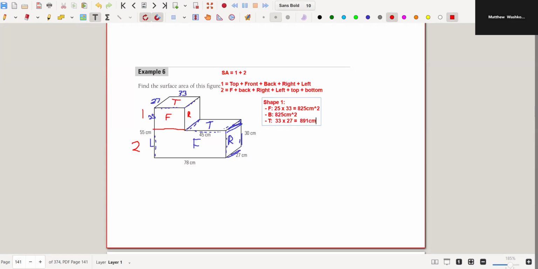891 centimeters squared. So what's left? Again, keep organized. I've done the front, the back, and the top. Now it's the right side and the left side. My right side, which I can see, is 27 times, what's the height? I know it's 25. So 27 times 25.